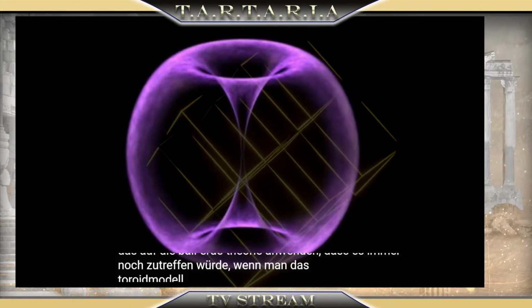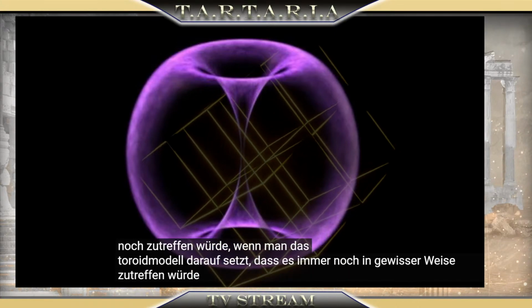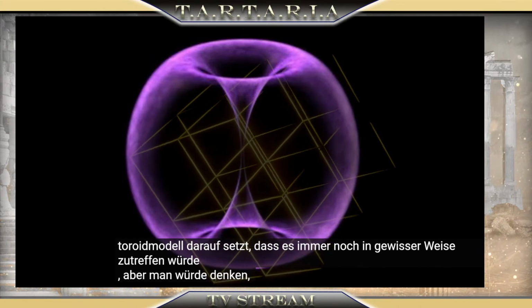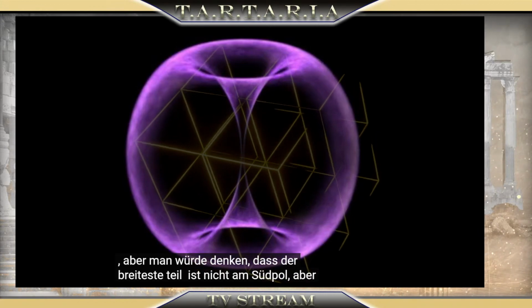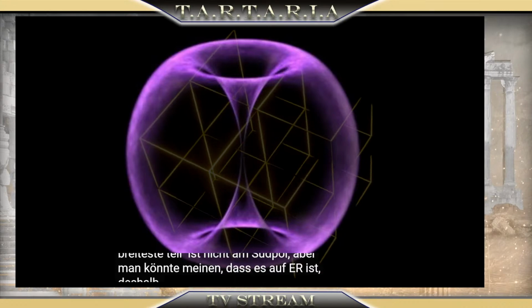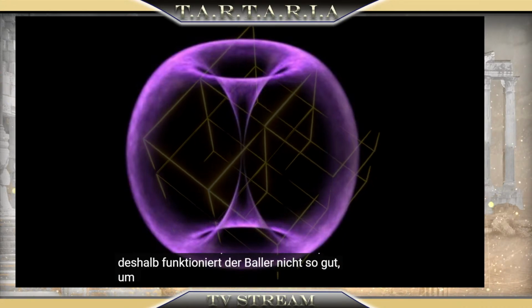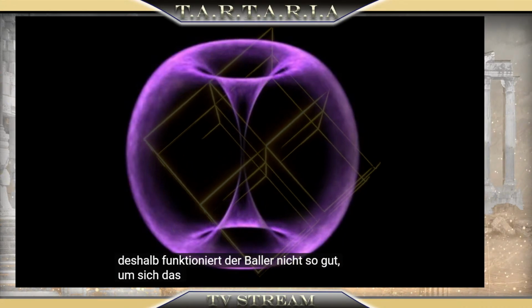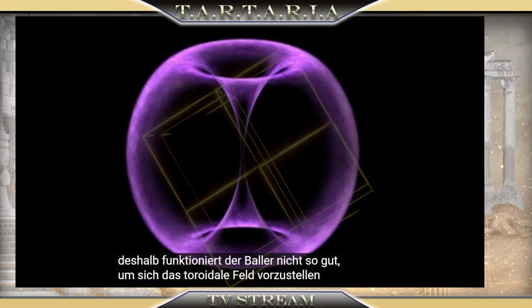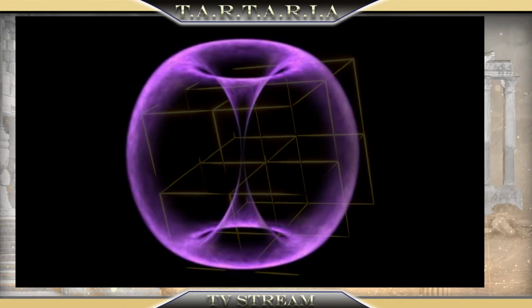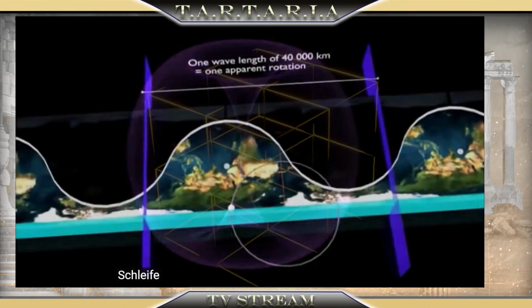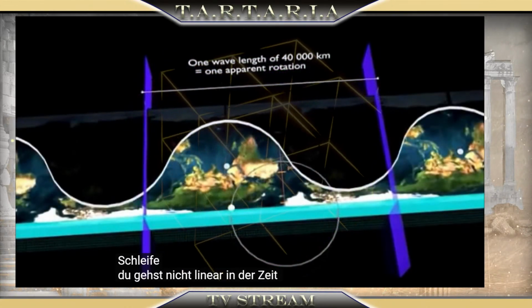If you put the toroidal model onto that, it still would apply in a way, but you would think that the widest part is not at the South Pole, but you would think it to be on Earth. That's why the ball Earth doesn't work that well for imagining the toroidal field. But still it's cyclical. It means it doesn't go in one day to another. It's a space loop. You're not going linearly in time.